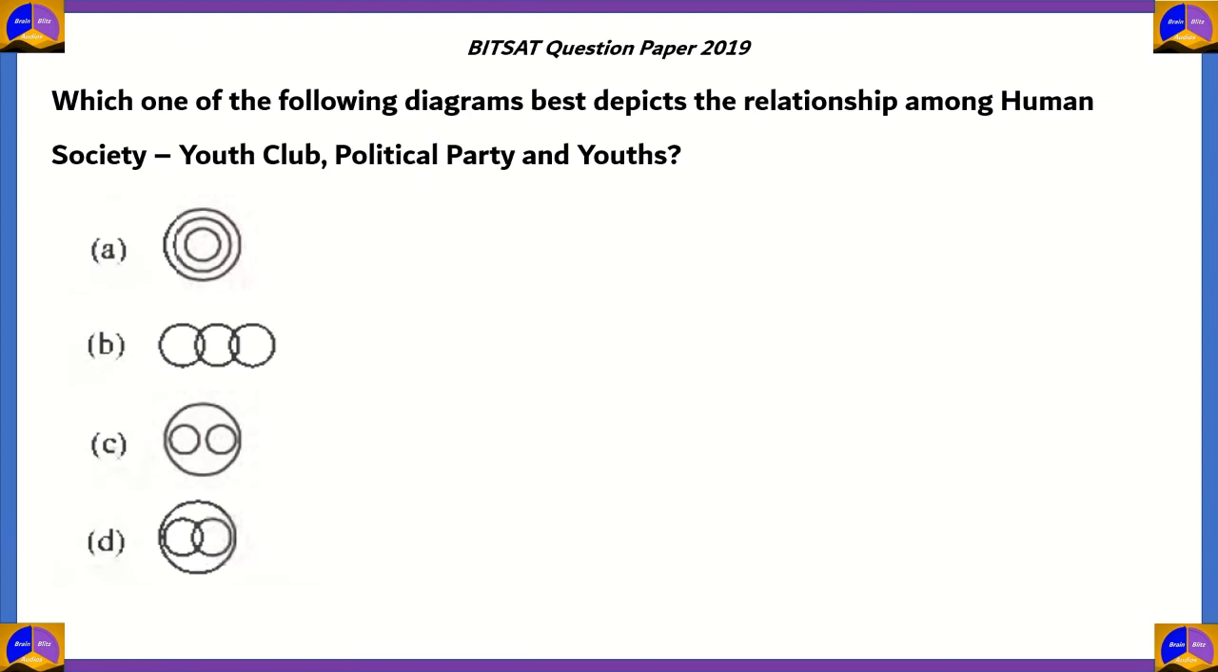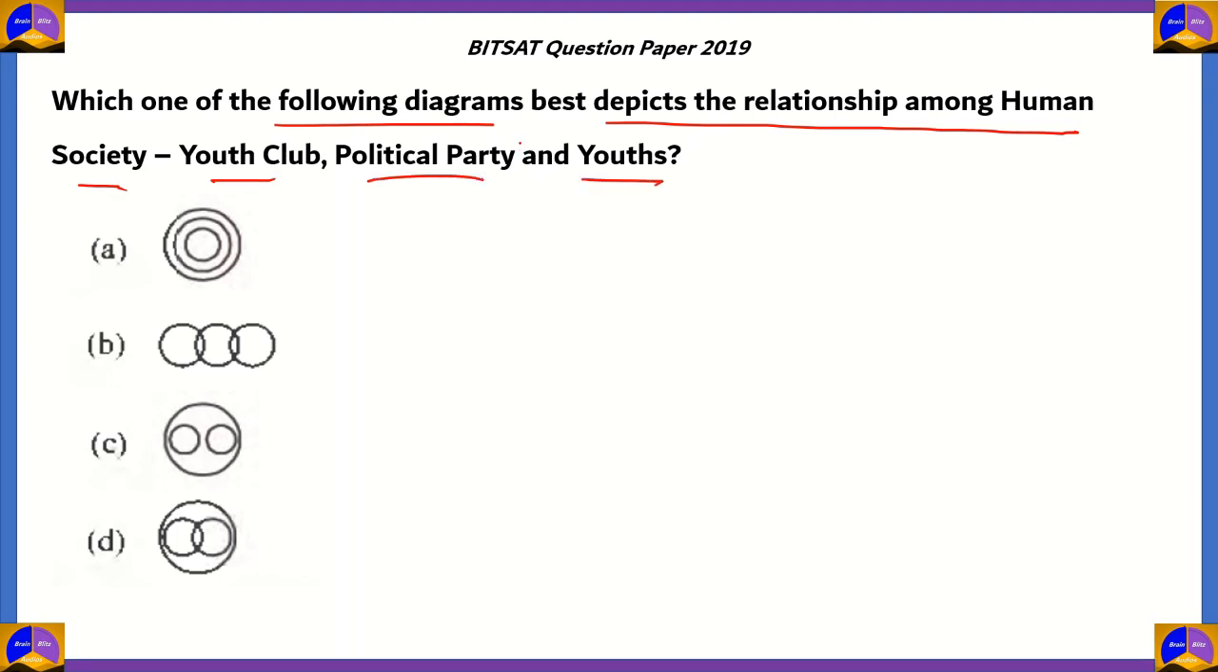Let's look at the penultimate question for this video. This question is based on Venn diagrams. Which one of the following diagrams best depicts the relationship among human society: youth club, political party, and youth?